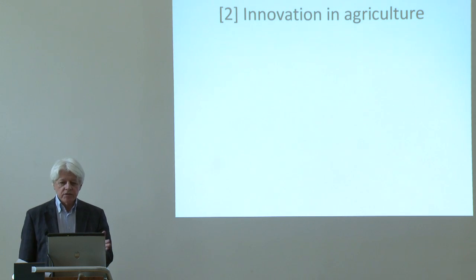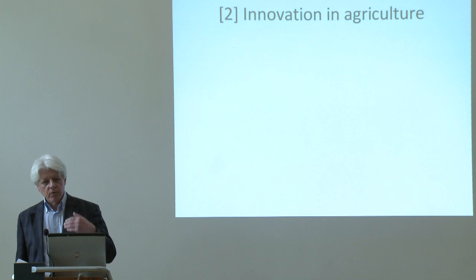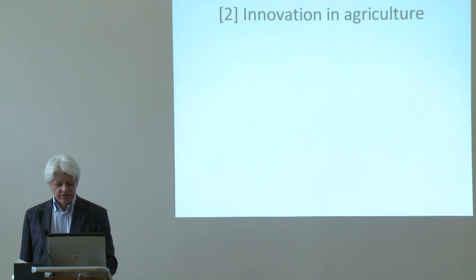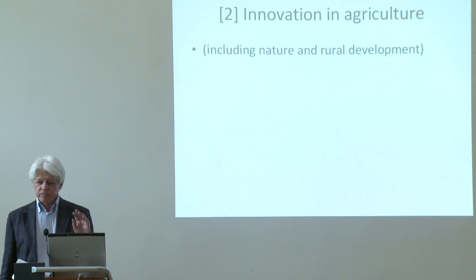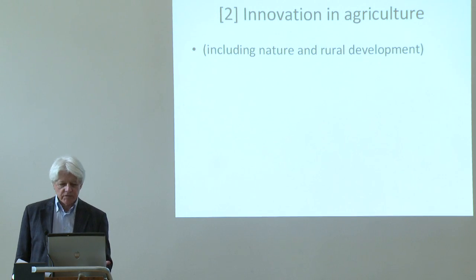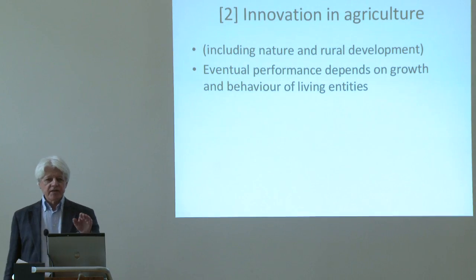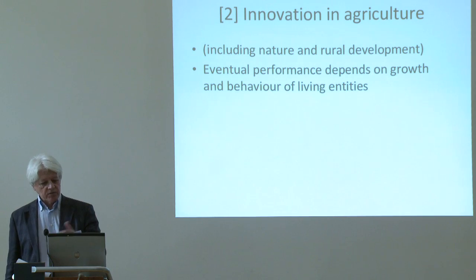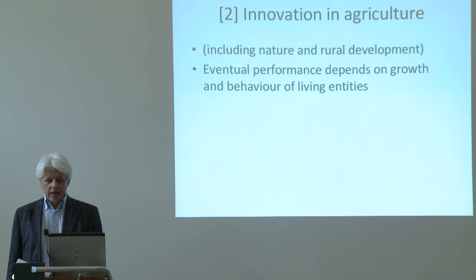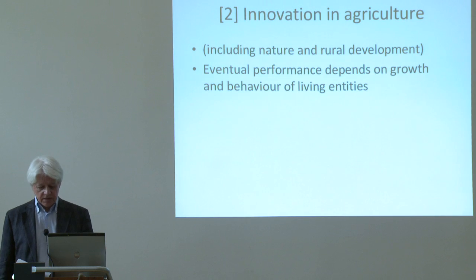So innovation in agriculture was there before industrial innovation emerged, but it's becoming more explicit since the 19th century, partly because agricultural reform, which also starts in the late 18th, early 19th century. And it's not just agriculture, it's also nature development, some environmental stuff, rural development. And the key thing in terms of the nature of these innovation is that the performance, eventual performance that you want to achieve depends on growth and behavior of living entities. And so you can't sort of specify everything yourself, as you can do much more easily with mechanical engineering.